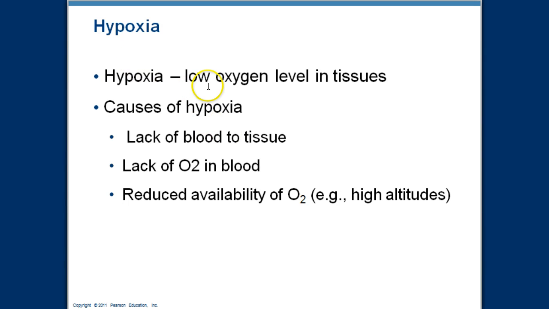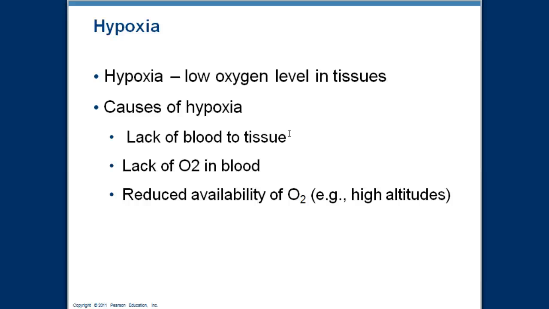So as I just said, hypoxia is low oxygen levels in tissues. This could be caused by a number of different reasons. Kind of the most obvious reason is the second one listed here. It could just be that there isn't a lot of oxygen in the bloodstream. But it could also be that that tissue isn't getting a lot of blood. So if you have blockage of one of your coronary arteries, then you've got hypoxia in your myocardium, or your heart muscle.